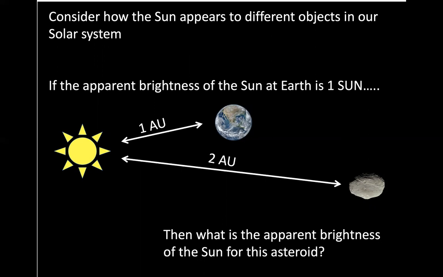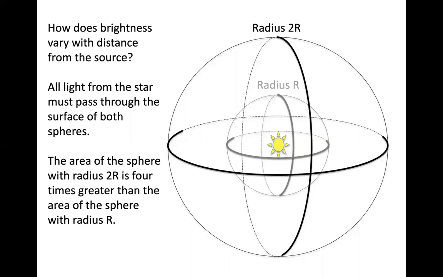The way to see that is to consider a situation like this. We have the sun, and I've erected gigantic spheres around it. One with a radius r, so r is just an arbitrary size, and one that's twice as big. Now, how would you do this? Don't worry about it. It's just here for illustration.